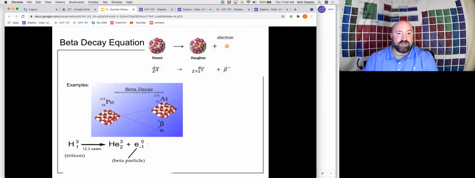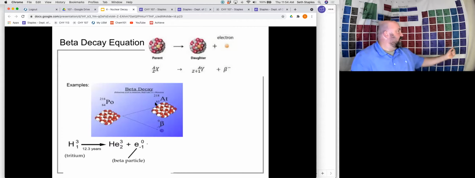So here's an example of that. Here we have polonium-218. Again, our mass number stays the same, but now our atomic number goes from 84 to 85.